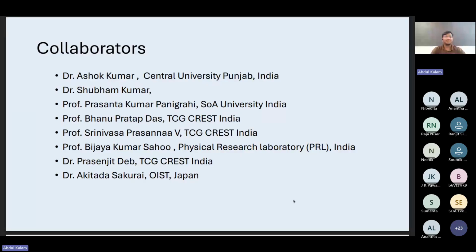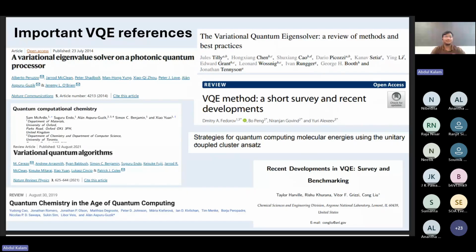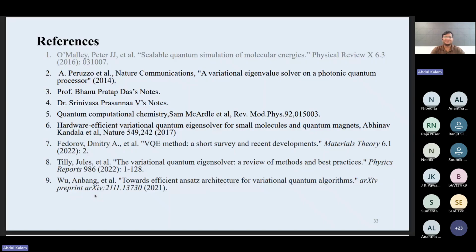And these are the very important references for VQE, if one is interested to look at how VQE works and so on. So these are very important review articles which share a lot of information about how VQE and variational quantum algorithms work. And these are some additional references.